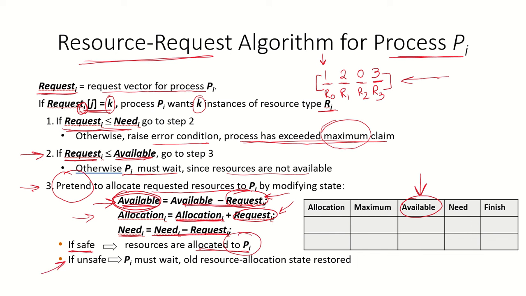If we find that the system is in an unsafe state, then the process will wait and the old resource allocation state will be restored. So we will take an example to discuss this.